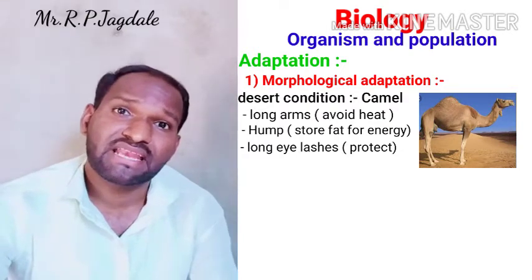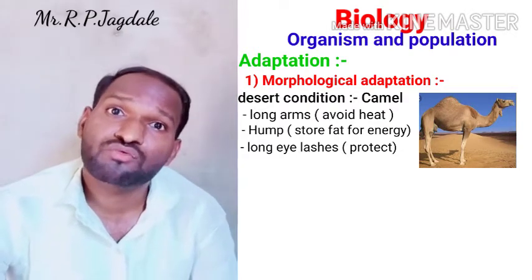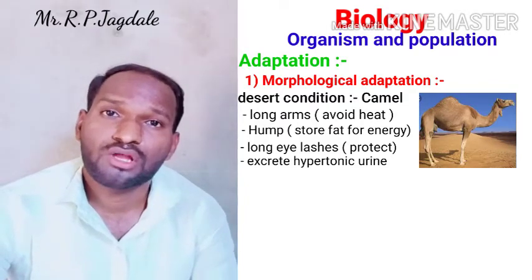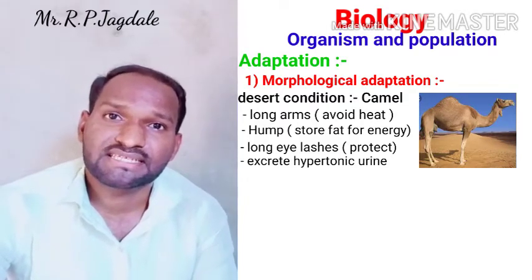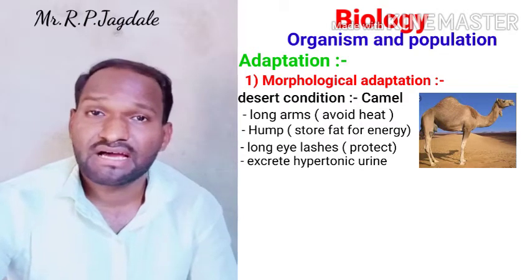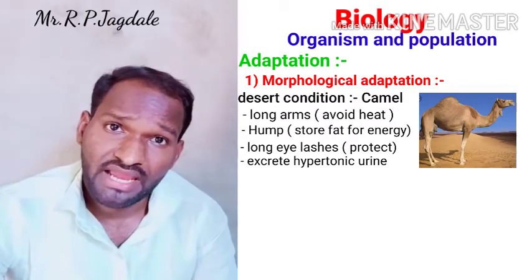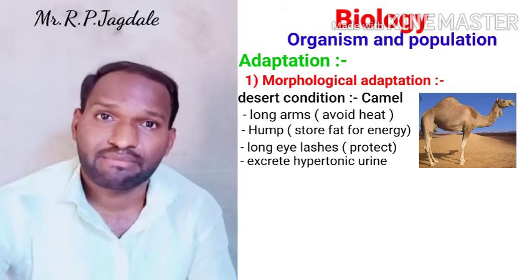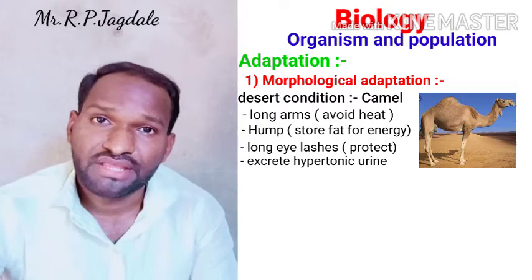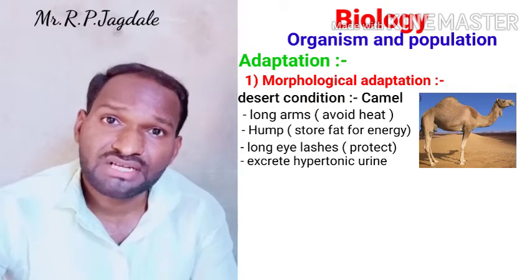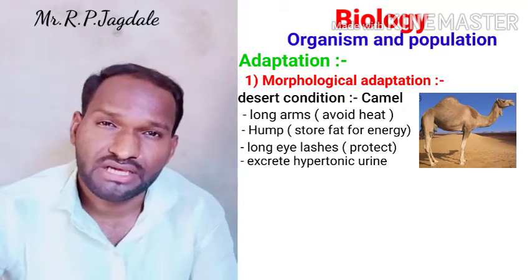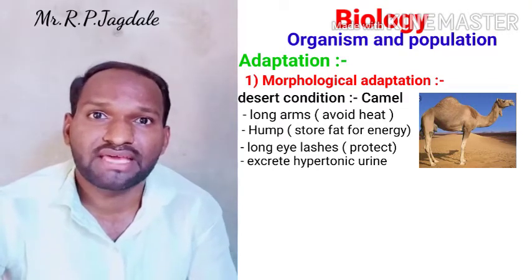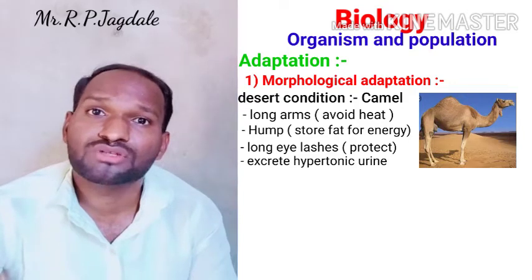Apart from that, to conserve water, they excrete hypertonic urine. That means less water is excreted in the urine, and also they are able to stop sweating. That means there is no sweating in the camel, and they drink a lot of water at one time and store it in their digestive tract, so that they can use it in extreme conditions. That is about the animal.